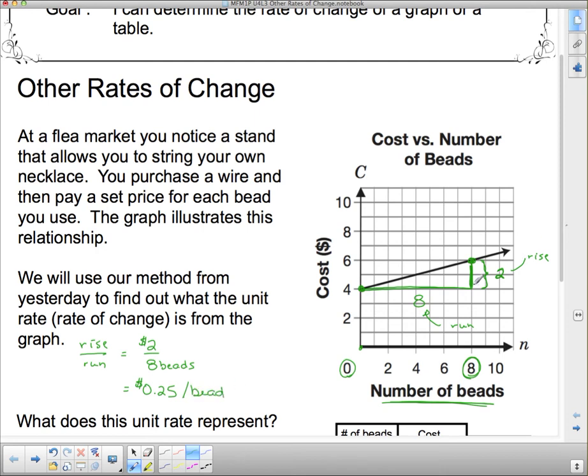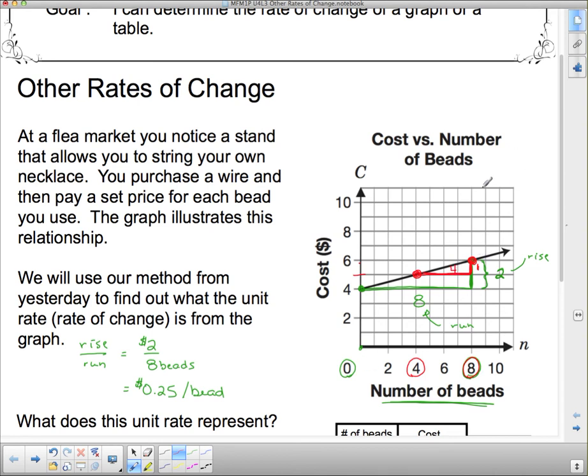Now, what happens if I had chosen two different points on here? Well, I'm going to show that to you. If I had chosen this point and this point to make my triangle, I'm going to make a little red triangle here. If I had chosen those points, well, take a look. Up the side, I'm only going from 5 to 6, so I've only got a 1 there. And along the edge, I'm going from 4 to 8, which means that this is just a length of 4.